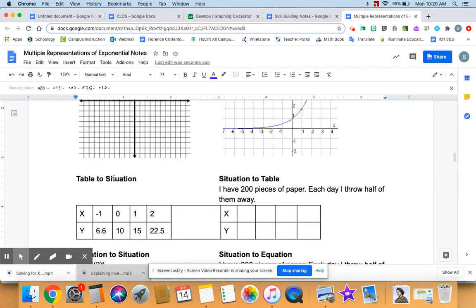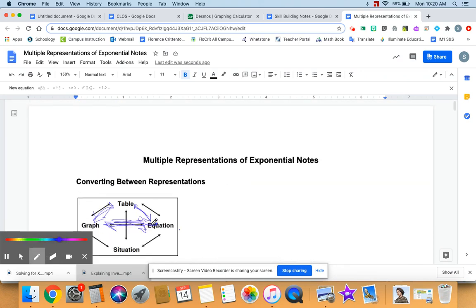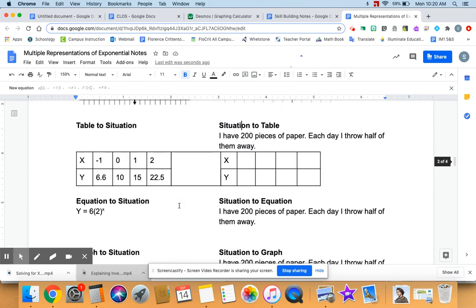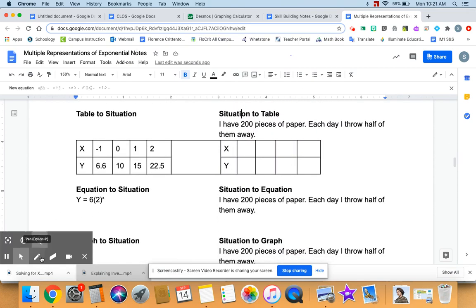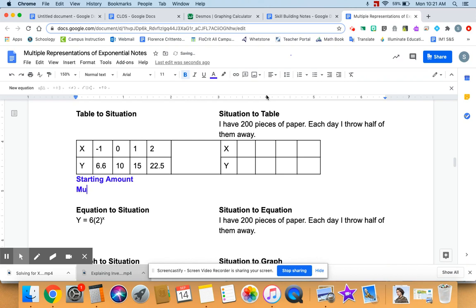Next is between either table to situation or situation to table. So then that would be this guy right here, between table and situation, the back and forth. So, all right. So in all of these, there's two things we are continuously caring about. The first thing is the starting amount. And then the next thing is the multiplier. So you have to figure out both of these before we can create a situation.